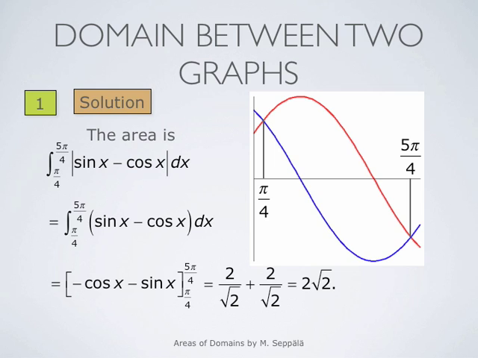At the lower limit we get minus 2 divided by square root of 2, but we subtract the lower limit, so we get from the substitution 2 divided by square root of 2 plus 2 divided by square root of 2, which is 4 divided by square root of 2, and simplifies to 2 times square root of 2. So the area of this domain is 2 times square root of 2.